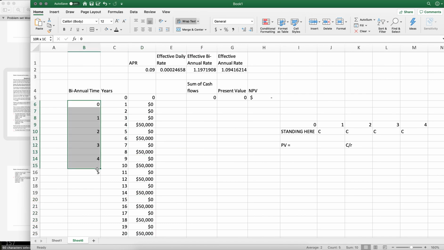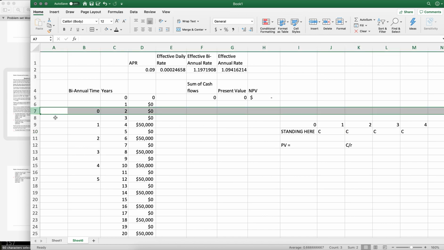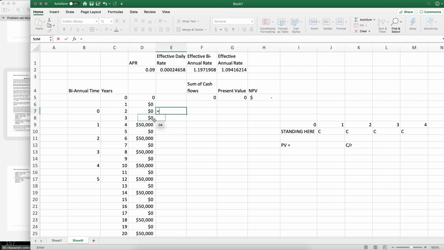Okay, we can do the same exact trick, except we have to move the timeline. There are a bunch of different ways to move it. Well, let me just move it to here first, and then we'll figure it out. Remember, if I'm standing here at time 0, the present value is going to be with the cash flow occurring in time 1. So if I'm standing here, then the perpetuity can be valued here. So this is just going to be 50,000 divided by the biannual rate minus 1.